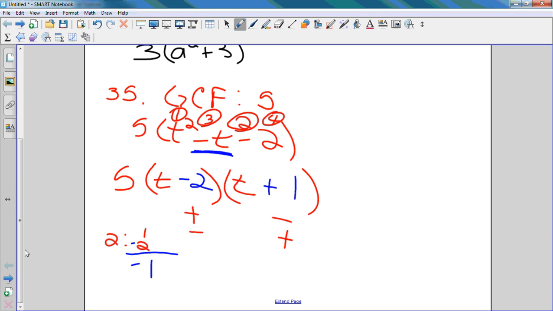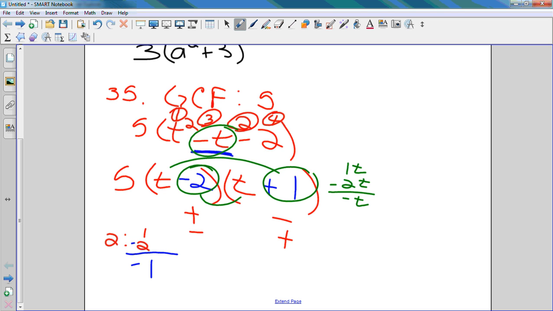Check your answer. Check your outers and your inners. I have 1t, and I have minus 2t, which gives me negative t. Is that what I have in the middle? Yes. Now check your outsides. Negative 2 times 1 gives me negative 2. And I'm good.